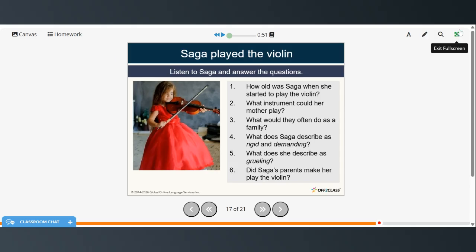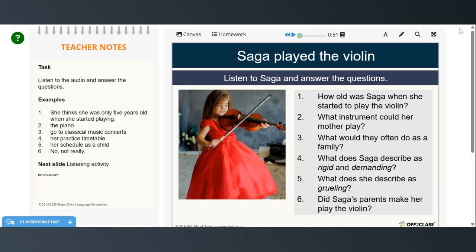All right, how old was Saga when she started to play the violin? She thinks she was only 5 years old when she started playing. What instrument could her mother play? The piano. What would they often do as a family? Go to classical music concerts. What does Saga describe as rigid and demanding? Her practice timetable. What does she describe as grueling? Her schedule as a child. And did Saga's parents make her play the violin? No.